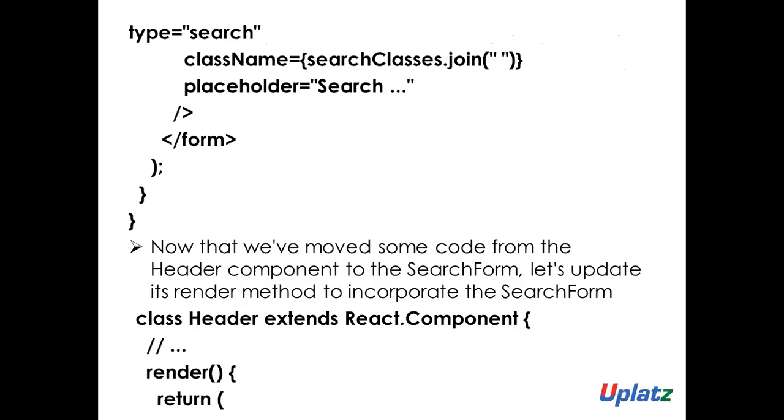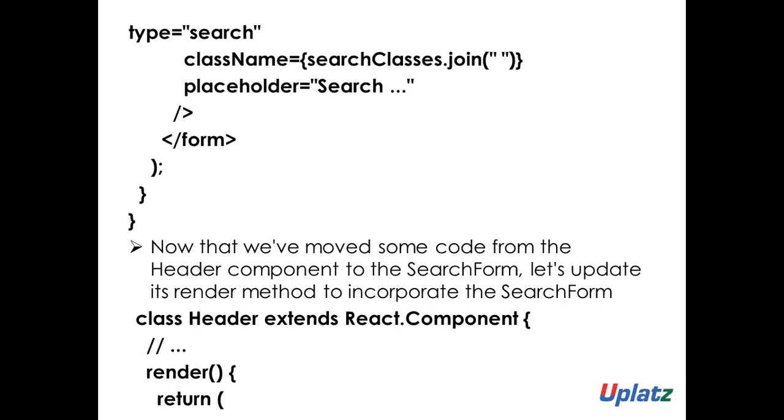Inside that I'm going to create a form, type search, className searchClasses.join, so it will append. This is my placeholder and this is my form. So now what I have done is moved some code from the header component to the search form. Now we are going to update its render method to incorporate that particular search form. How can we do that?